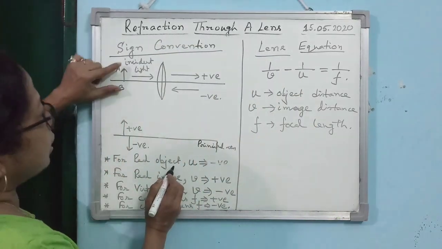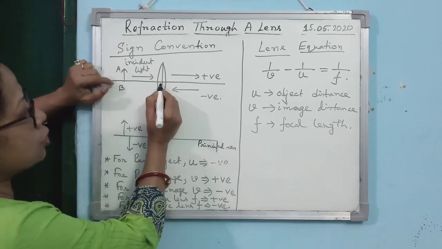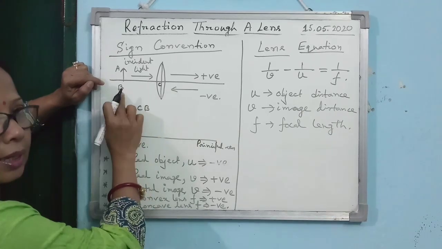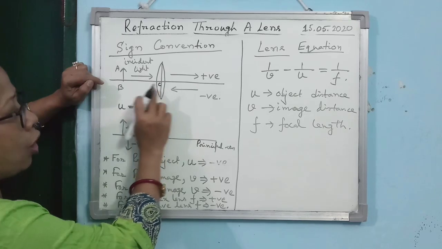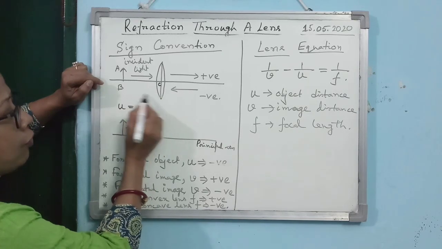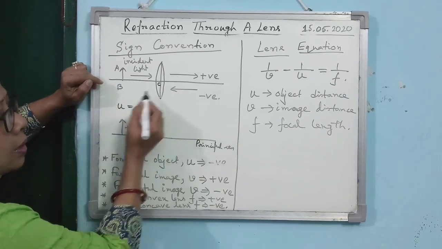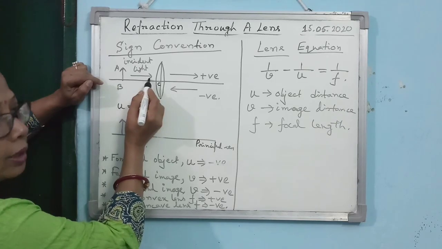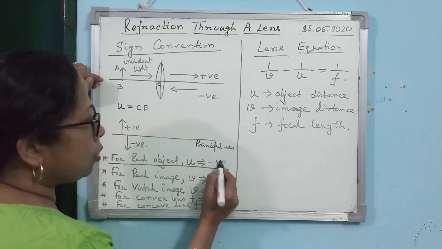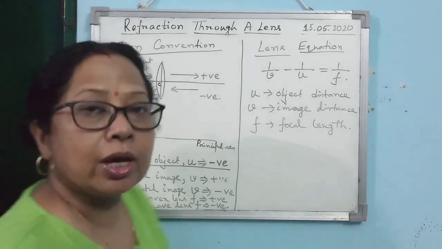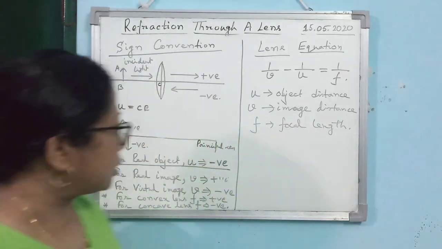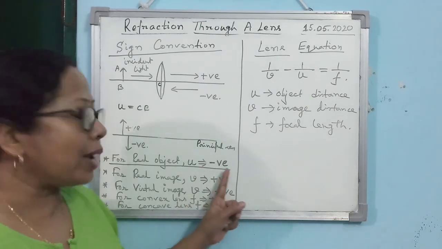For a real object, you just see this is the object AB here. If this is the optical center, then U is equal to CB. When you are measuring the object distance, you start from the optical center and go from C to B. Look at this: in which direction are you going? Opposite to the direction of the incident light. So U is always negative for a real object. At this stage, you don't have to deal with numericals with a virtual object. So always consider U as negative.